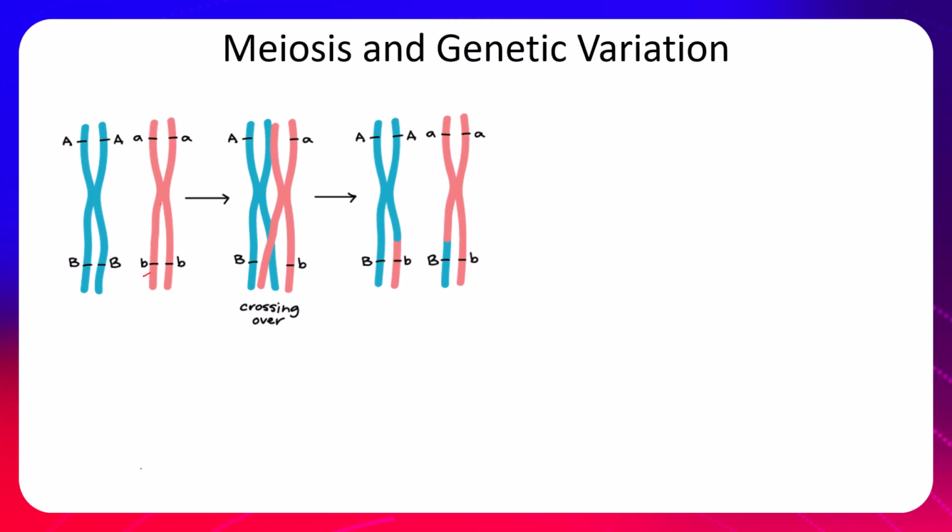So one of the things that contributes to the greatest amount of genetic variation within meiotic division is the process of crossing over.